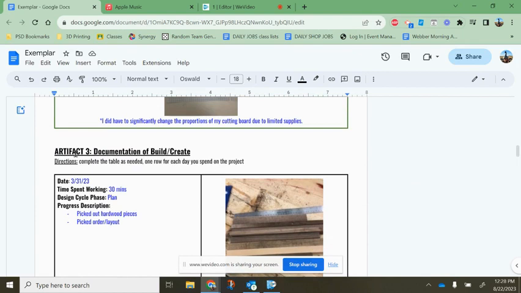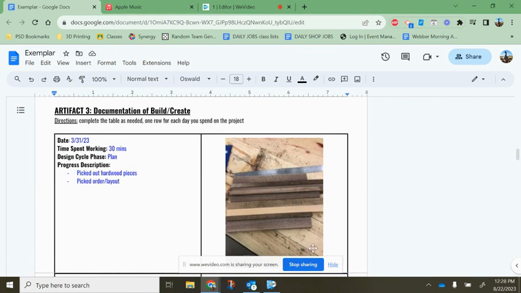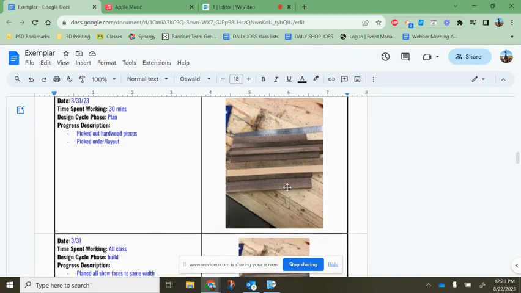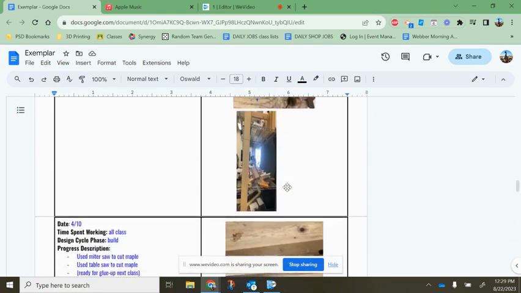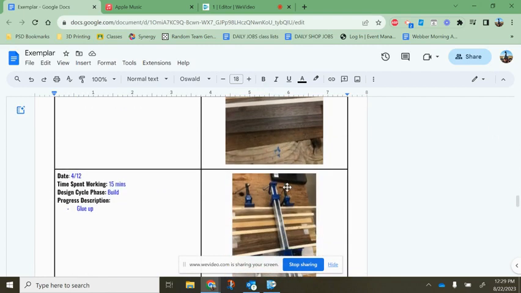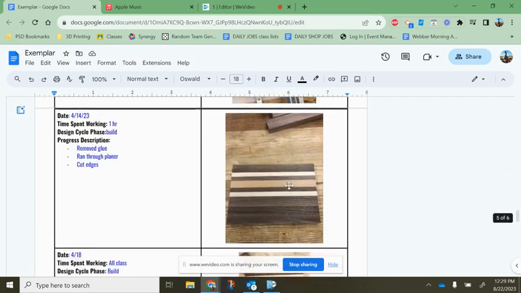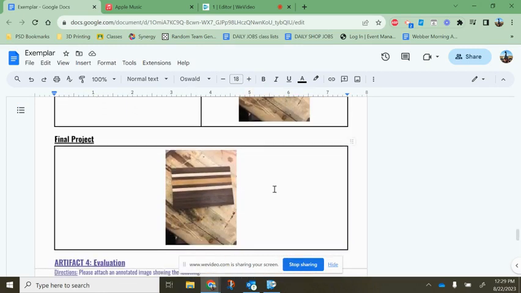Next, for your Artifact 3, documentation of your build, all you need to do is take a picture of your work for the day, and then tell me what date you worked, how much time you spent working, what phase of the design cycle were you in, and what did you do that day. As you can see, this person picked out the wood and figured out the order in which they were going to build. For each day of the project, you complete this and you keep filling it out. As you can see, the work continues on, showing the construction of a cutting board. And there's always going to be a picture of your final project.